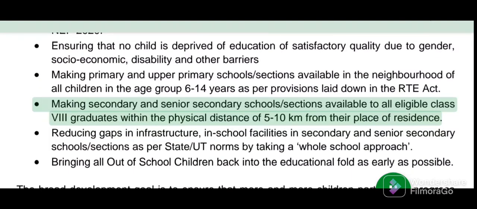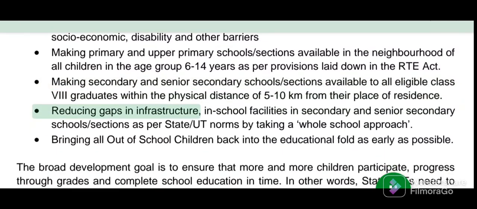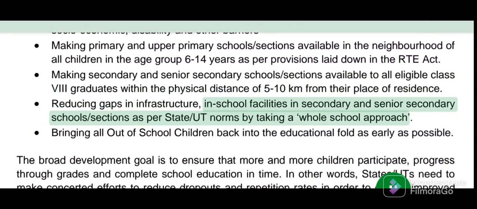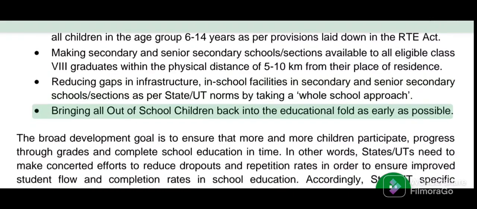Making secondary and senior secondary schools, sections available to all eligible Class 8 graduates within the physical distance of 5-10 kilometers from their place of residence. Reducing gaps in infrastructure, in school facilities in secondary and senior secondary schools, sections as per state UT norms by taking a whole school approach. Bringing all out-of-school children back into the educational fold as early as possible.